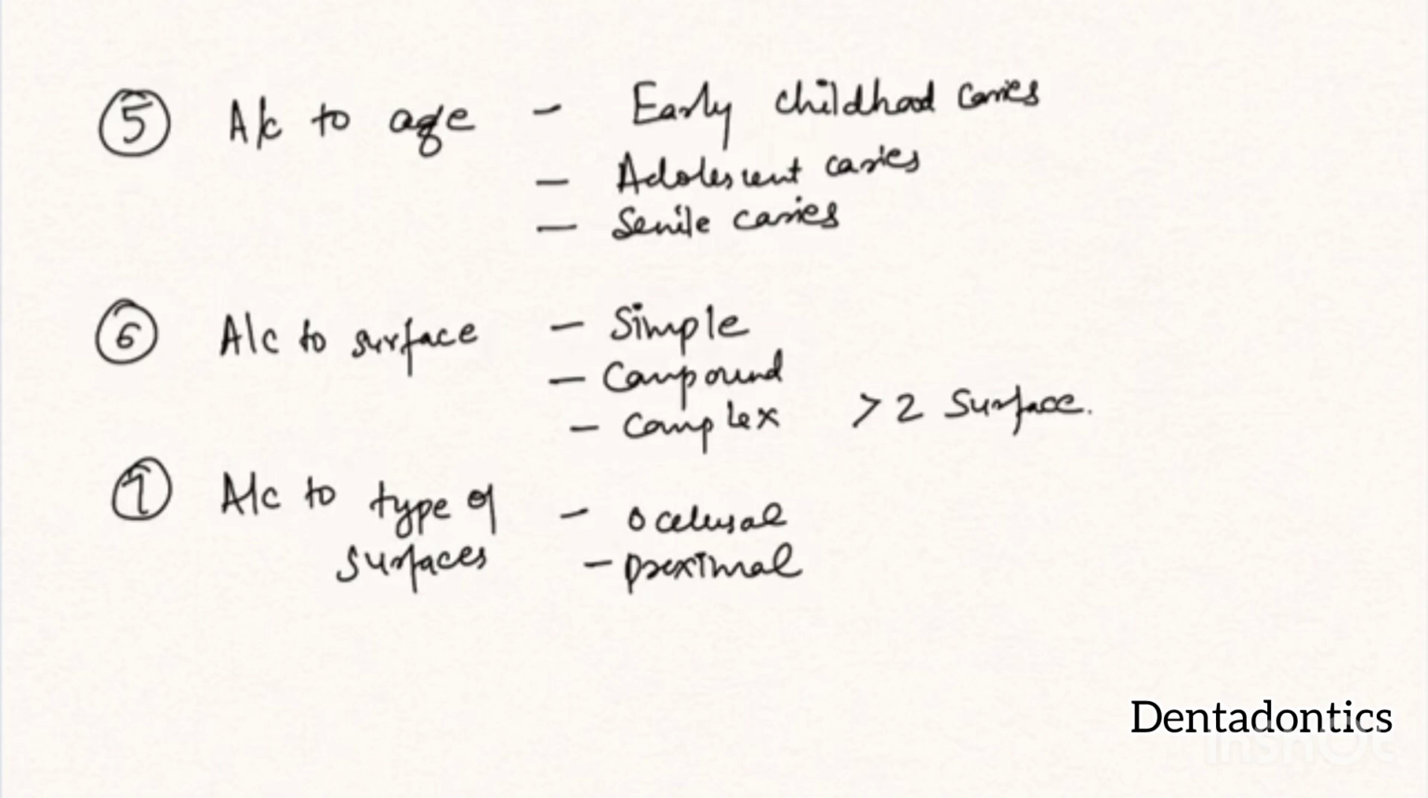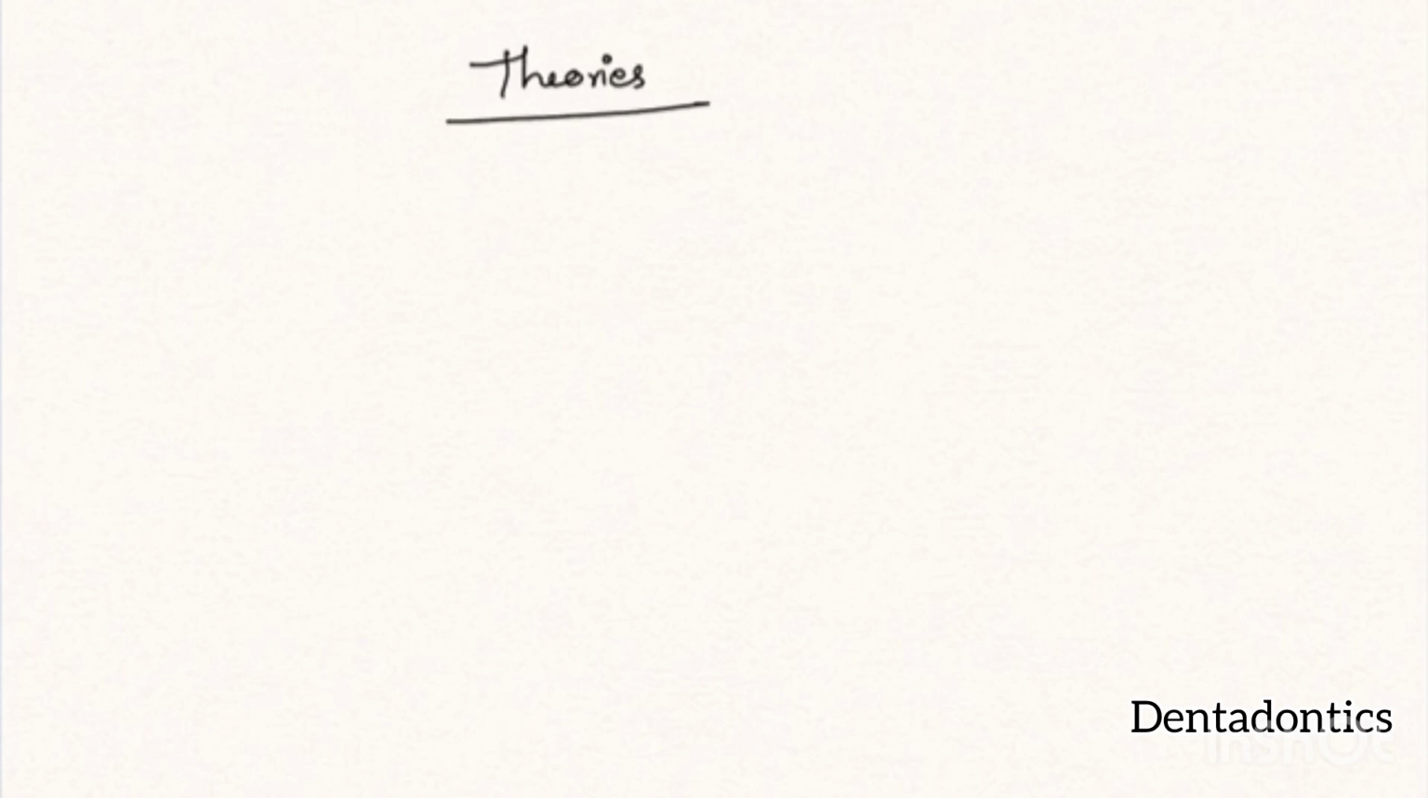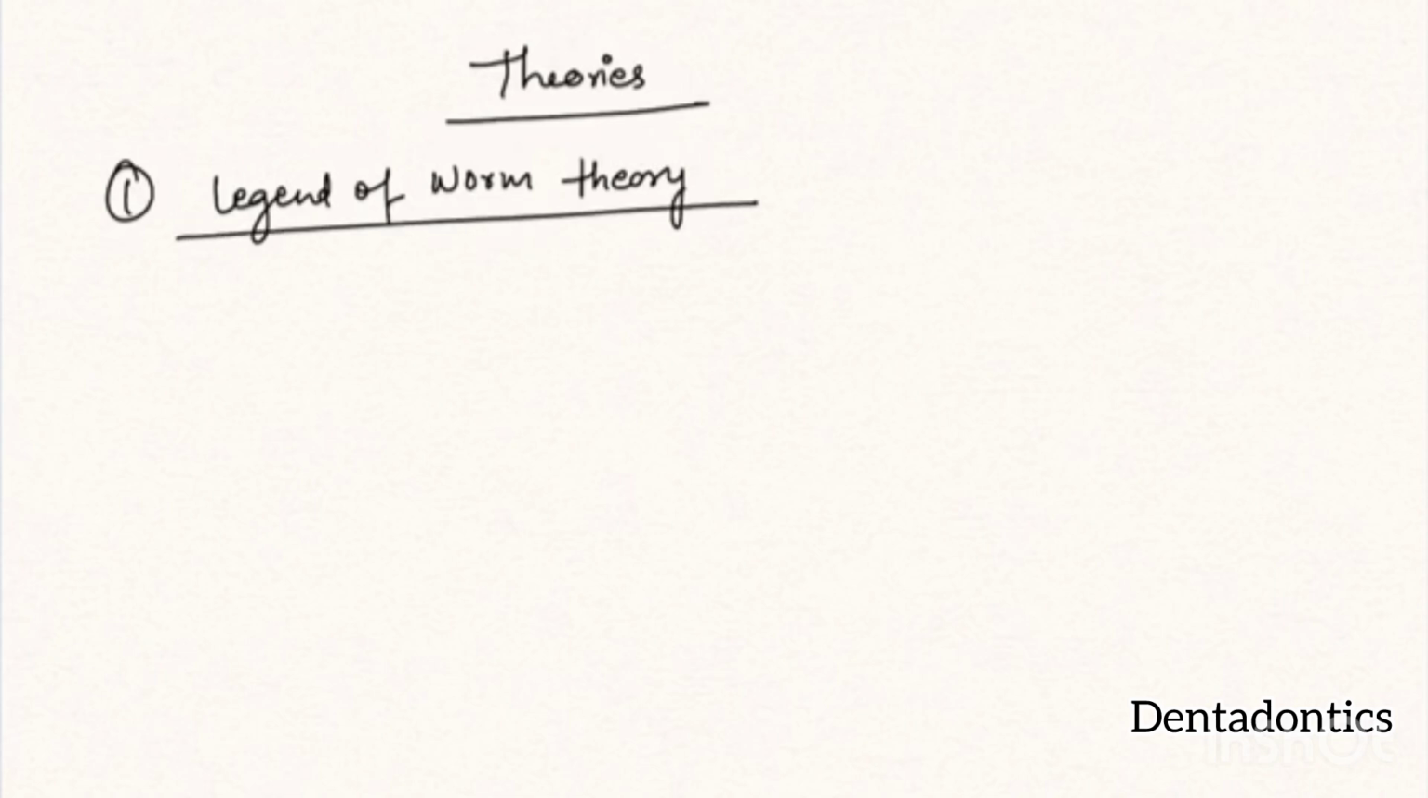Now coming to the theories of dental caries, first is the Legend of Worm theory. The Legend of Worm theory was given by the ancient Sumerians. They stated that the main factor of dental caries is the worm. Infestation of worms inside the tooth leads to dental caries.